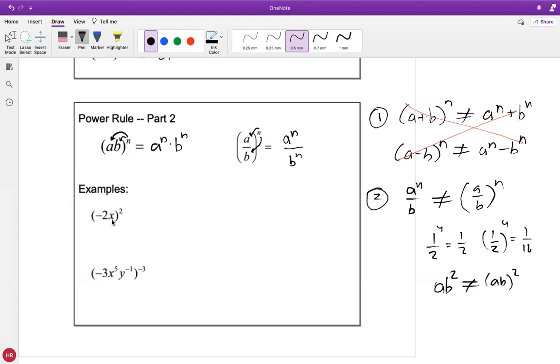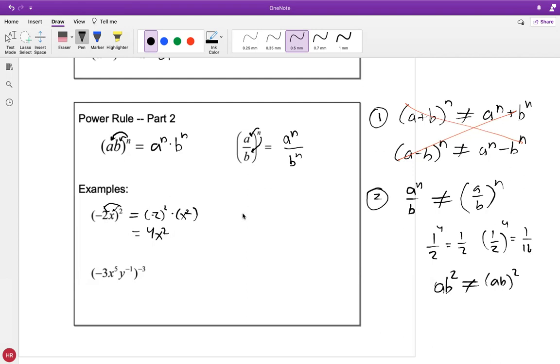So here I have the parentheses, which is good. So this is the same as -2 squared times x squared. I can distribute the 2 to the -2 and the 2 to the x. You do have to remember that you're distributing the 2 to the -2 and not just to the 2. So it's -2 times -2 is 4, +4. And then there's an x squared attached to it.